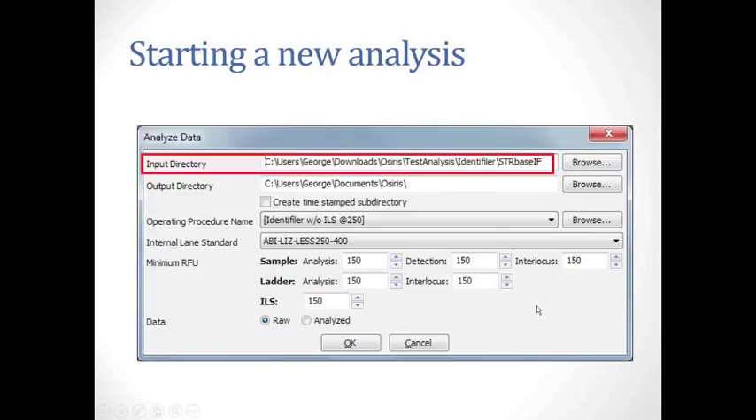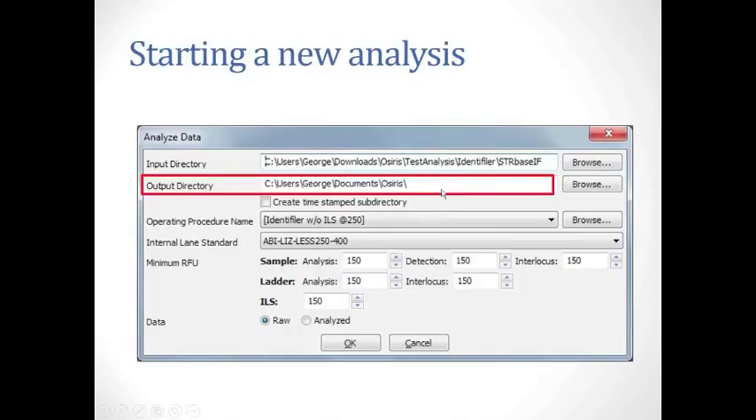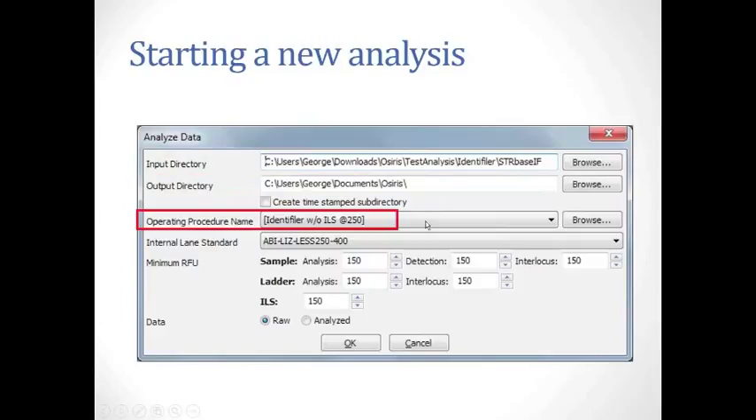First, you put in your input directory, and then you put in your output directory. I would suggest when you put your output directory that you choose something that isn't your installation directory so that you don't have that confused with a large number of files from analyses. Then you choose your operating procedure name.